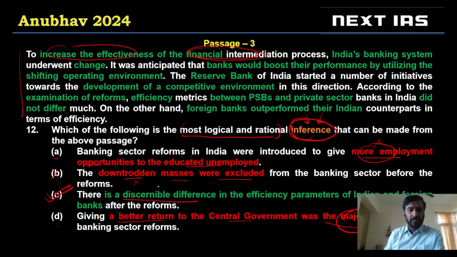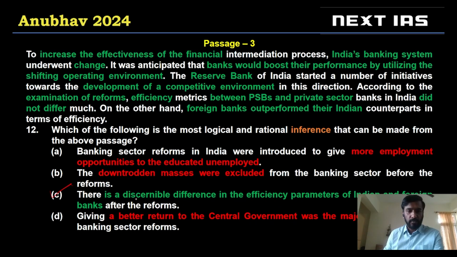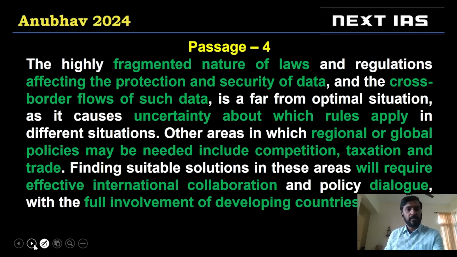There is a discernible difference. Discernible difference is noticeable difference. Noticeable because it can be measured, right? Examined or measured. It can be examined or measured in metrics, in the efficiency parameters of Indian and foreign banks. So option C is the correct choice. There is a noticeable difference in Indian and foreign banks when it comes to efficiency metrics. Okay, let's see the next one.